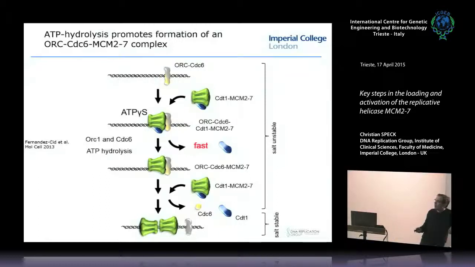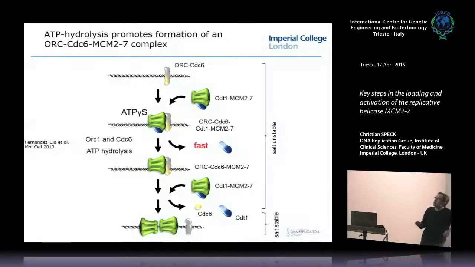And this is how you load the double hexamer. But I was telling you, okay, why is this reaction then so efficient, and how can you block the reaction? So there were two reasons for that.